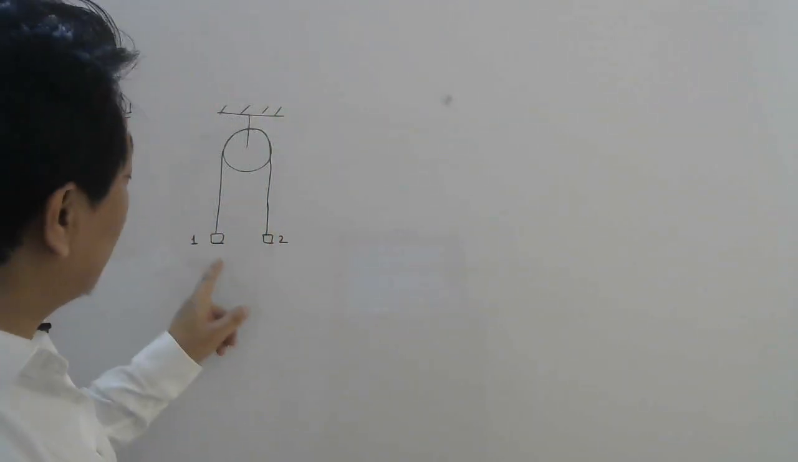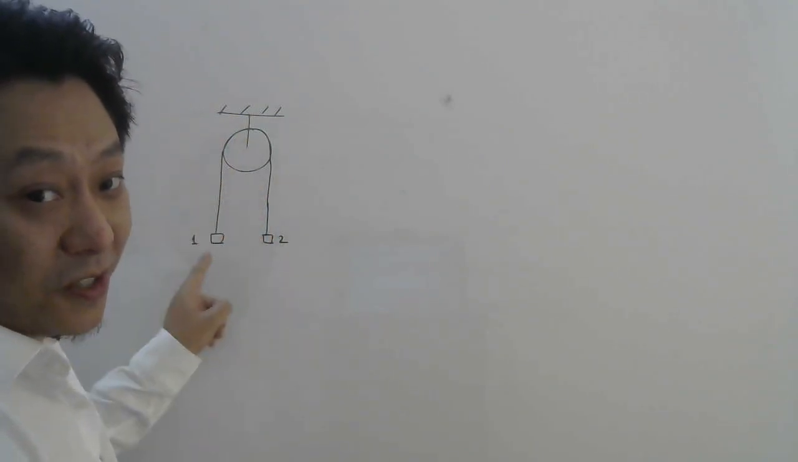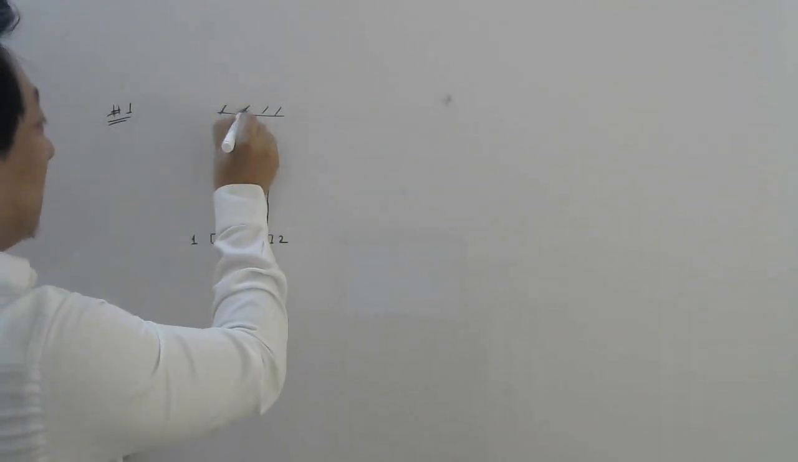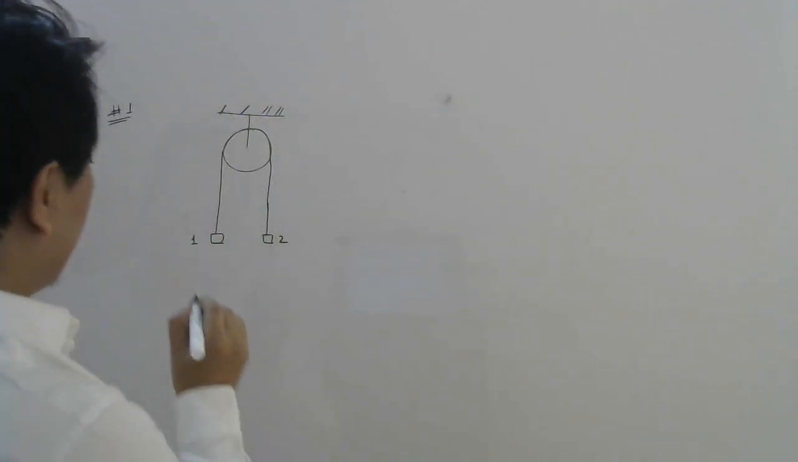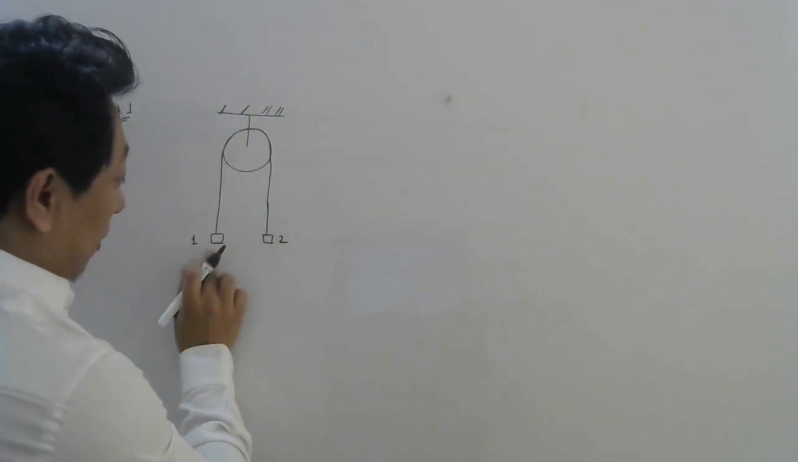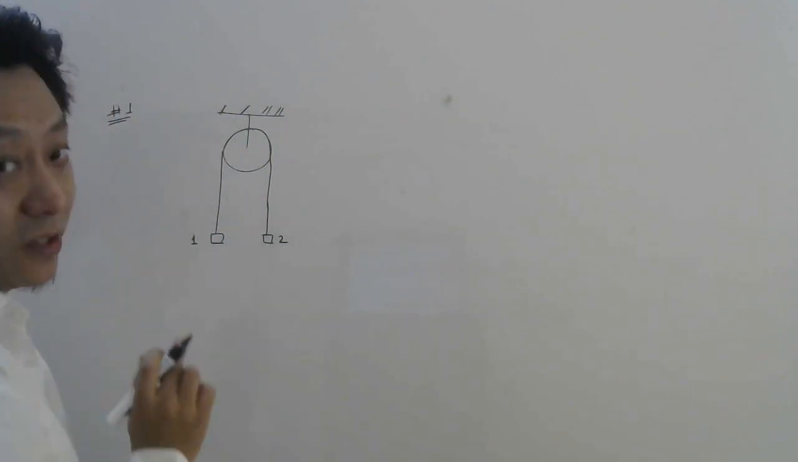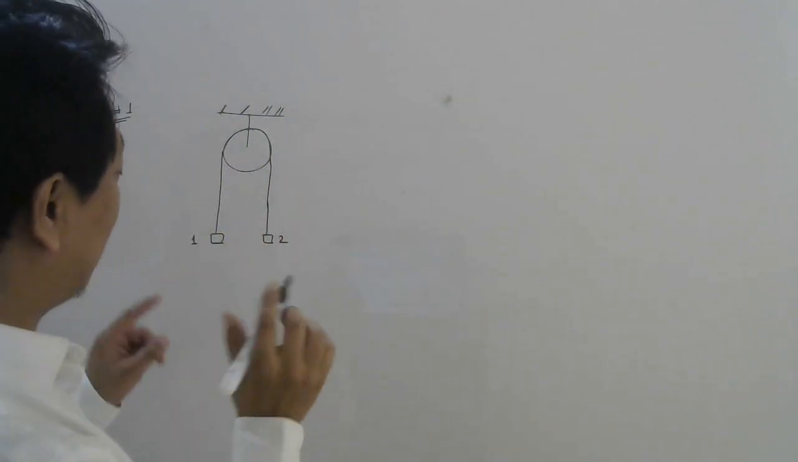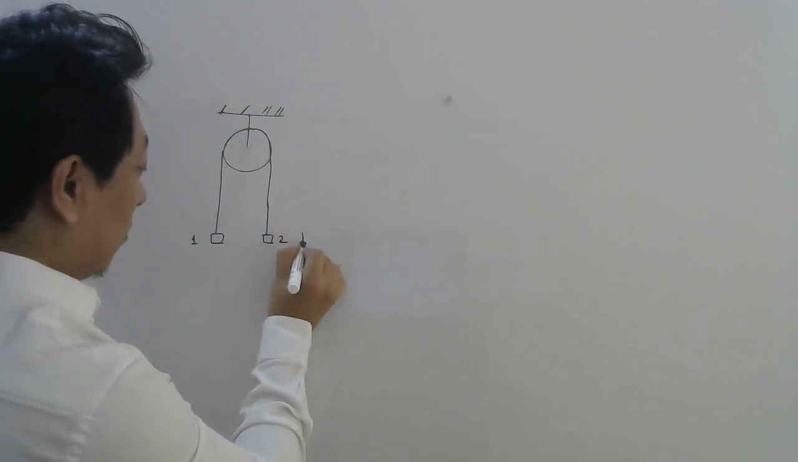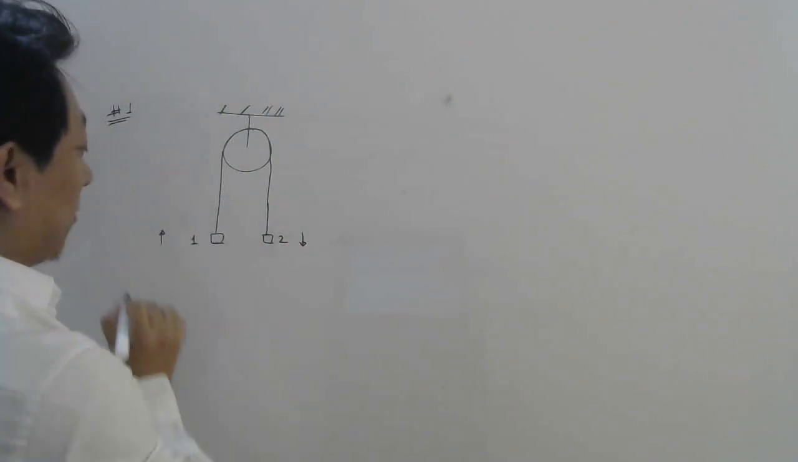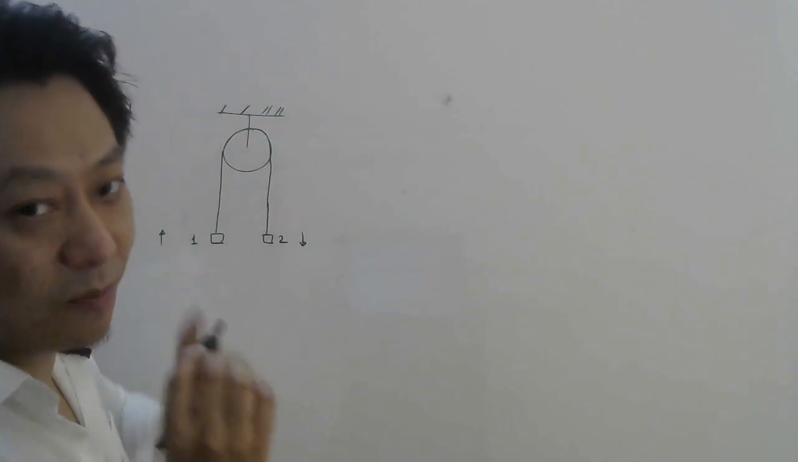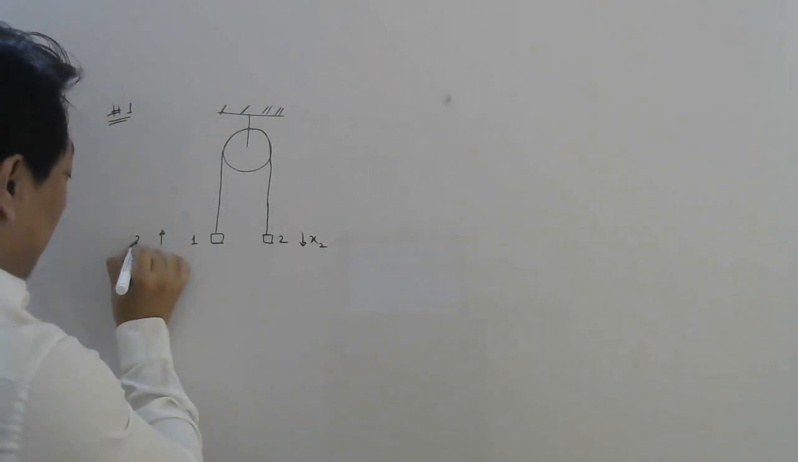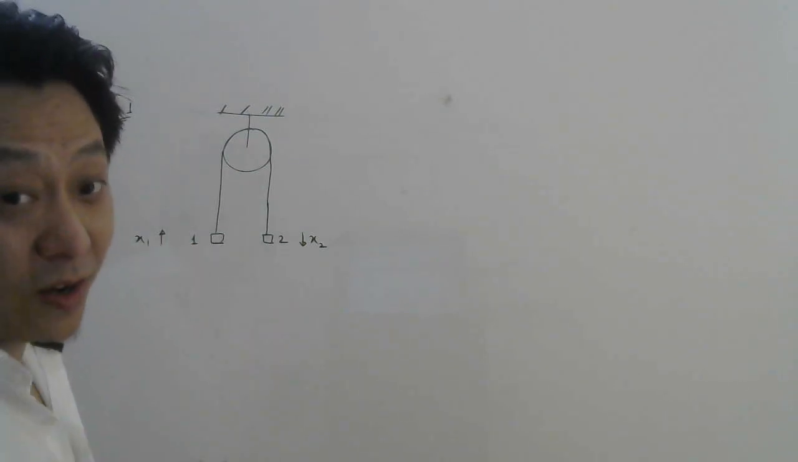Consider these two blocks which are attached to the two ends of a string which is passing over a fixed pulley. So the pulley is fixed. Now I want to know the relation between the displacements of these two blocks, and that relation is called the constraint relation. Now when I leave the system, the heavier block will fall down and the lighter block will go up. Let me assume this is the heavier block, right? Now the displacement of this is x2 down and the displacement of this block is x1 up.